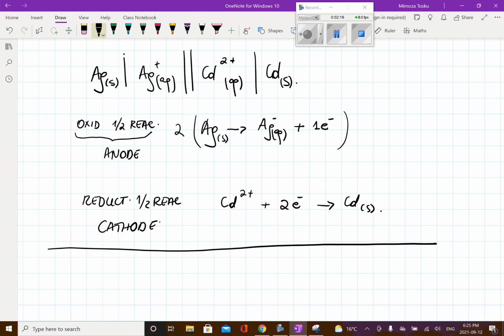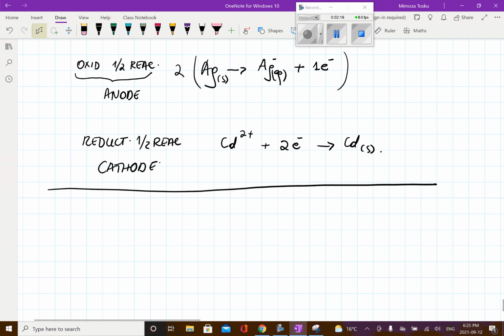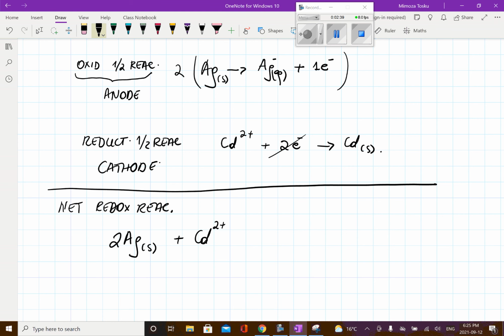So then we will have 2, the net reaction is 2 silver solid plus Cd2+. Electrons will cancel out, and then we'll have 2 silver plus Cd solid.